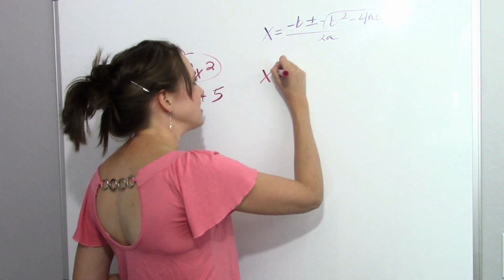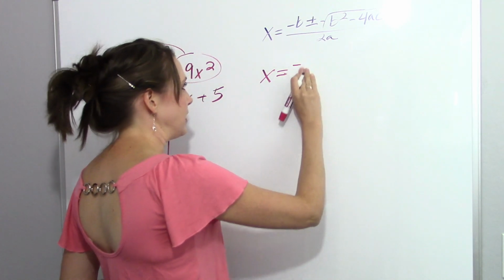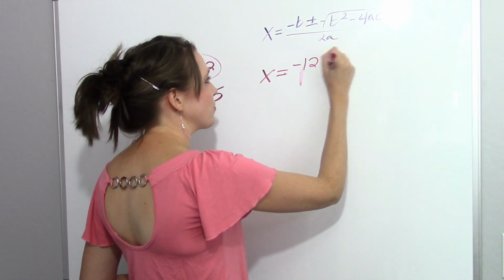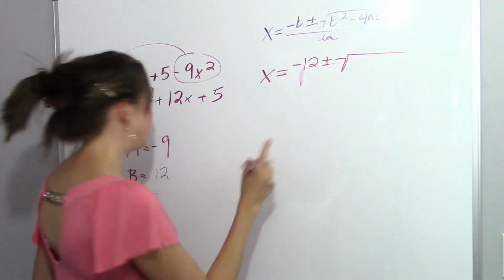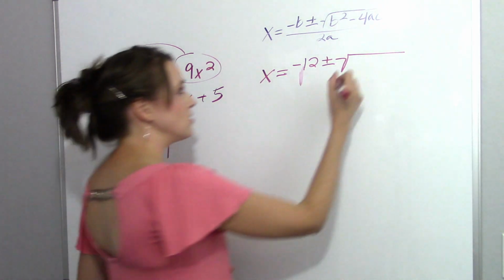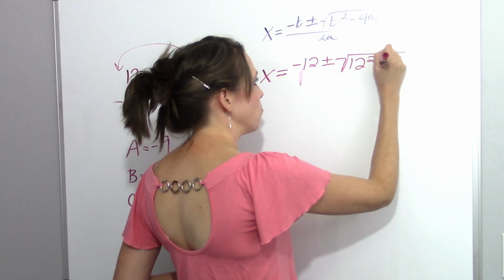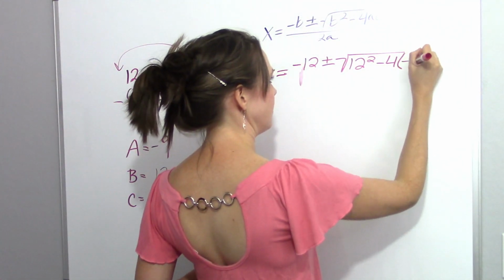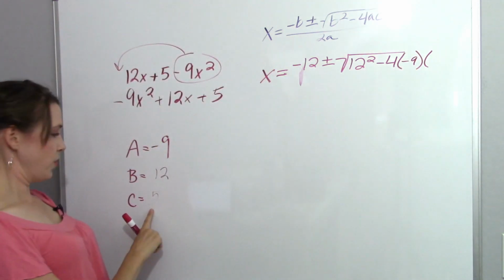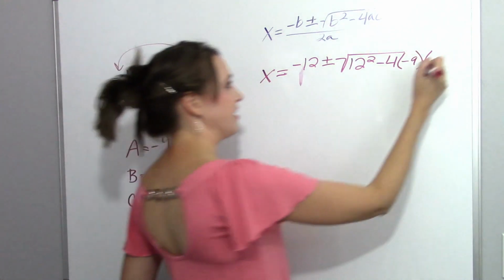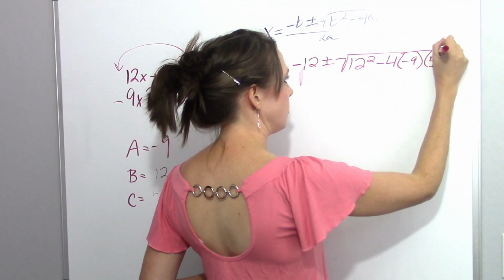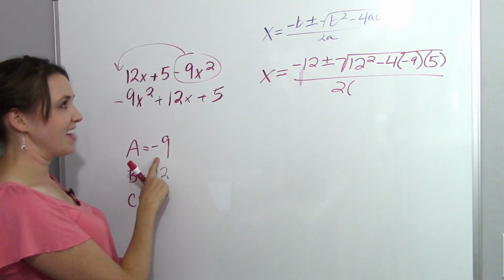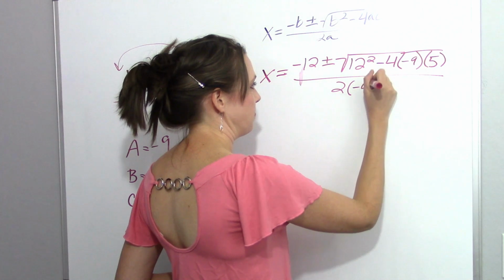So x is equal to negative b. B here is 12. Plus or minus the square root of b squared. So that would be 12 squared, minus 4 times a, which is negative 9, times c, which is 5. And then all over 2 times a. A is negative 9.